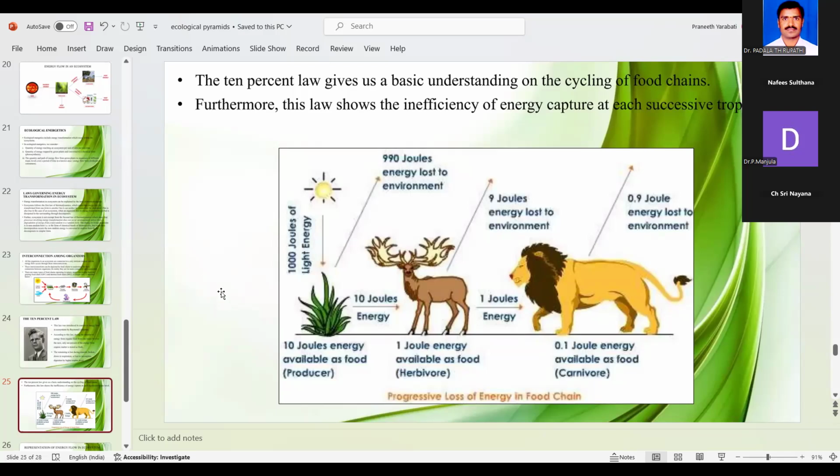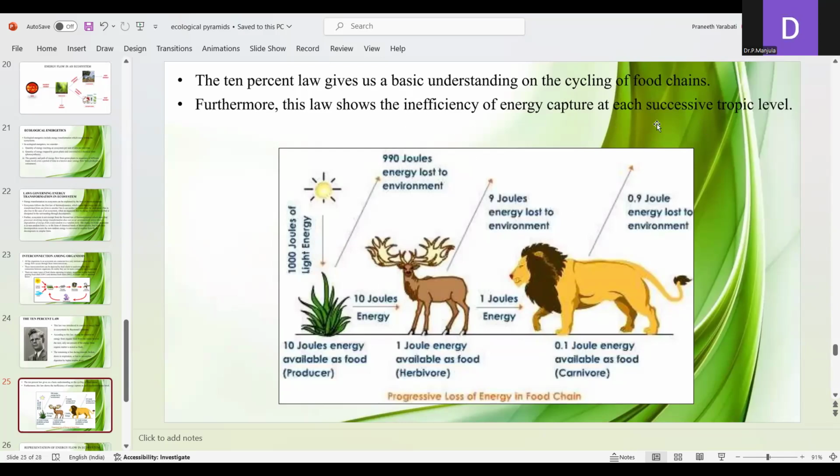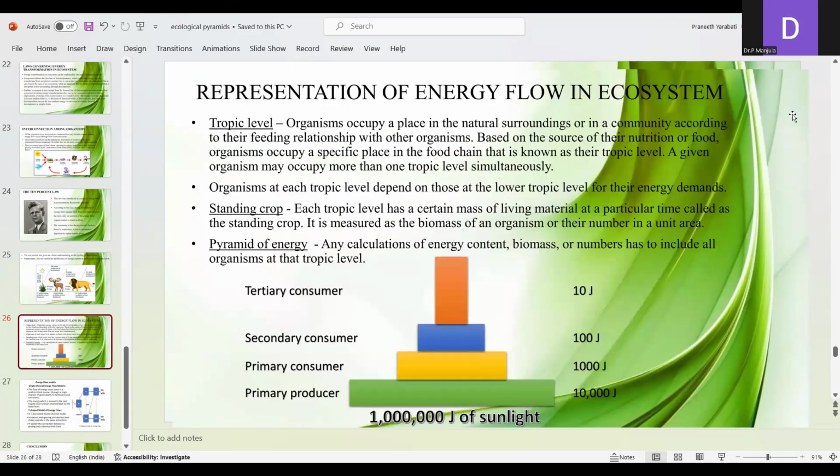So the 10% law gives us a basic understanding of the cycling of the food chains, and furthermore this law shows the inefficiency of energy capture at each successive trophic level.